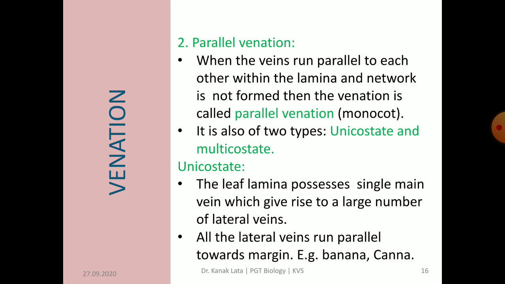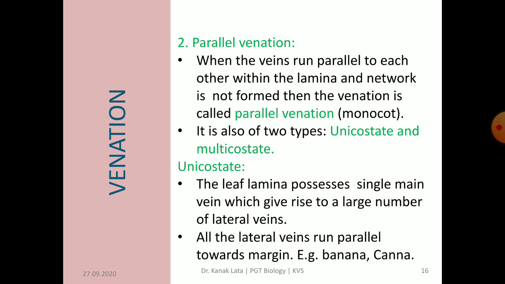Now let us discuss parallel venation. As the name indicates, when the veins run parallel to each other within the lamina and there is no network formation, then the venation is said to be parallel venation, and it is commonly observed in monocots. It is also of two types, unicostate and multicostate.